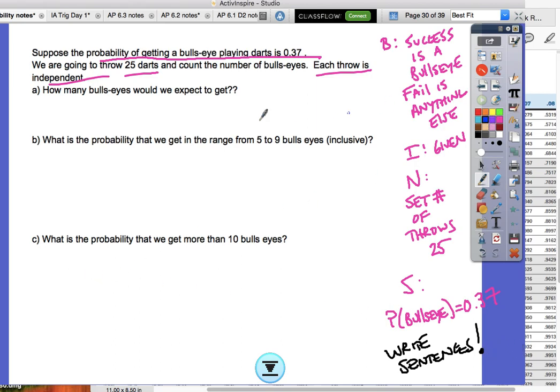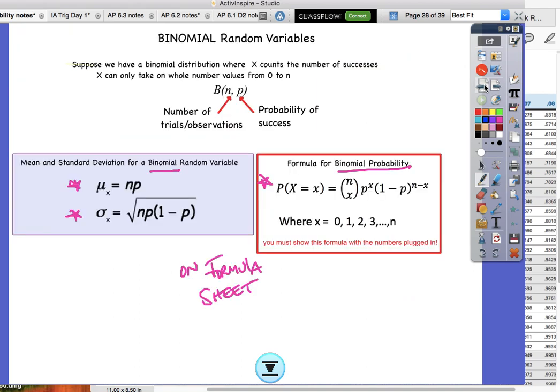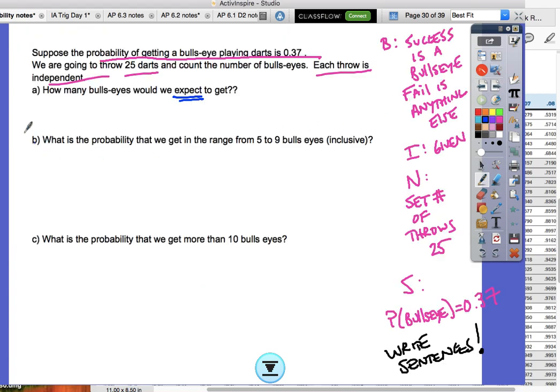Okay, so up here, part A, how many bullseyes would we expect to get? So think of expected value, and expected value is a mean. So my little formula says I'm going to do n times p. N is the number of trials, which is 25, and P is the probability of success, which is 0.37. So when I multiply those two together, I'm going to get 9.25.